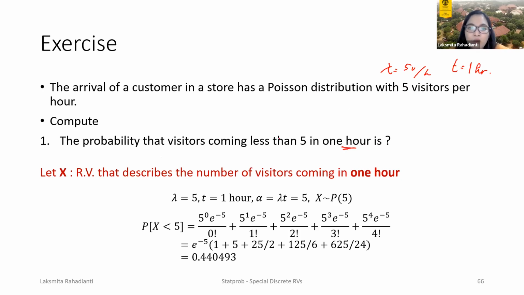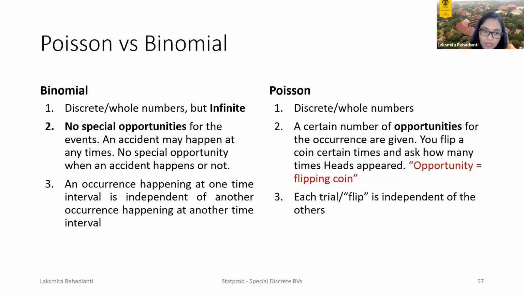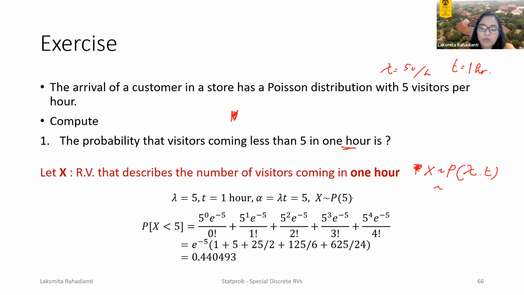And now I want to compute the probability of, I'll put X as the random variable that describes the number of visitors in 1 hour. So I can write that X follows the Poisson distribution of lambda times T. And in this case, it is 5 times 1. It just so happens it's the same thing. And I can plug it into the equation that I know. This is using the CDF. We are given the CDF here. And now we can compute the probability of X being less than 5. Note here that 5 is not included because it says less than 5.